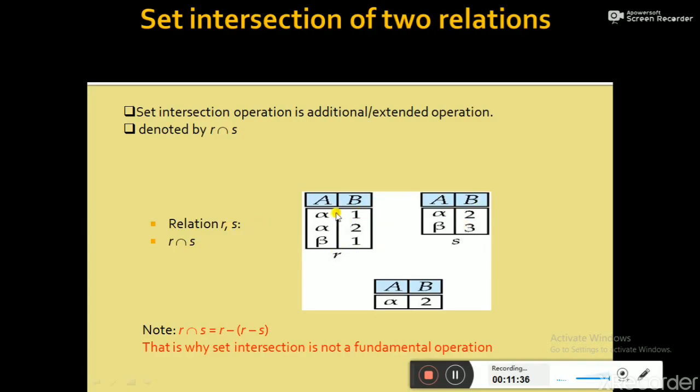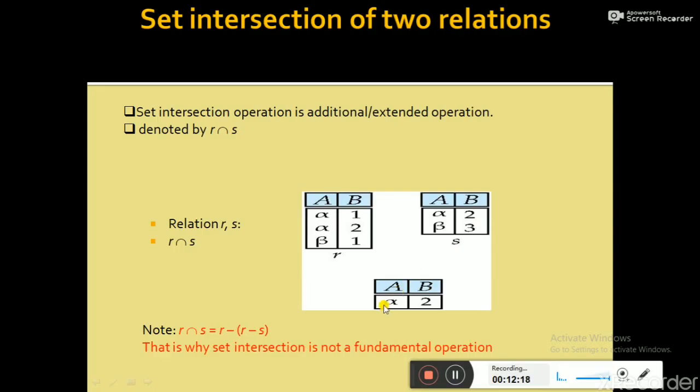So here R and S have the same number of attributes in both relations, and the type of attribute of R and the type of attribute of S match. So if you consider attribute A in R and attribute A in S, they are of the same type, and the same is applicable for attribute B also. So if you perform R intersection S, meaning the set intersection operation of relations R and S, then it will produce another temporary relation. Now as far as the schema is concerned, the schema of the temporary relation is the same as the schema of R and S. That means the temporary relation should also have two attributes A and B.